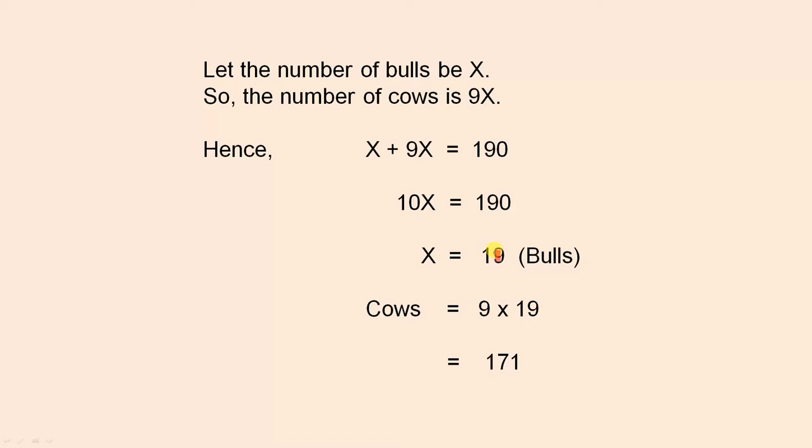So how's that for solving the number of bulls? Very straightforward, but this is the important section here. You have to know how to start off with the pronumerals. So then the cows has to be 9 times x. See here, 9 times x, so 9 times 19 is 171. So 19 bulls, 171 cows, and altogether that gives you 190 cattle.